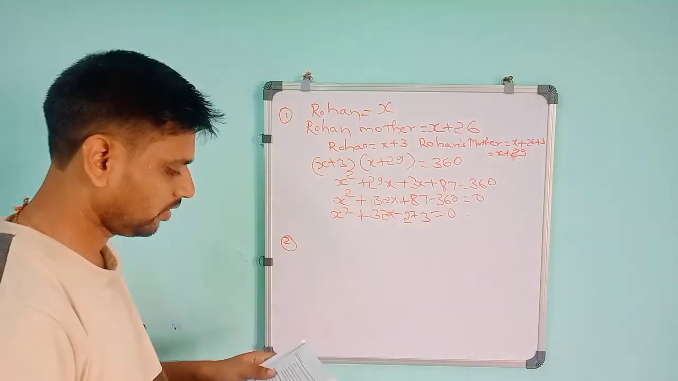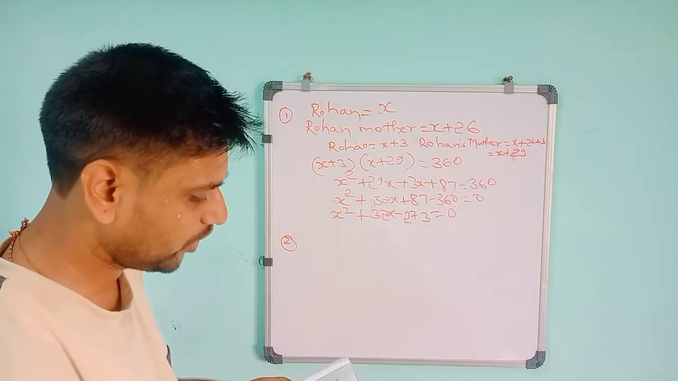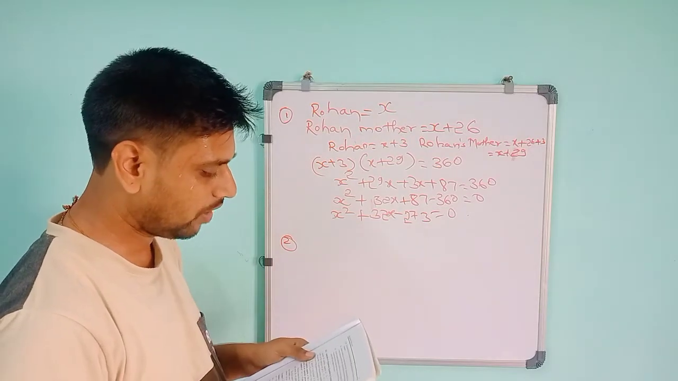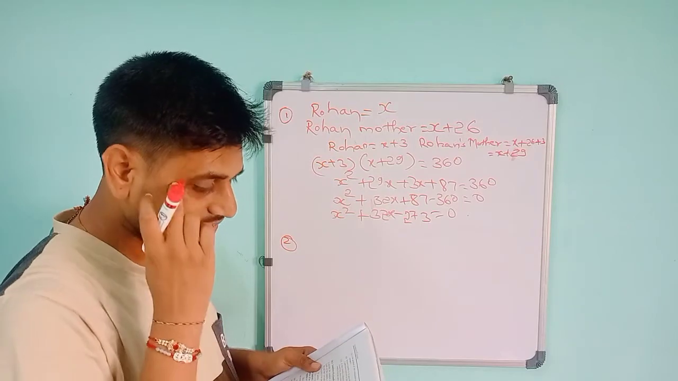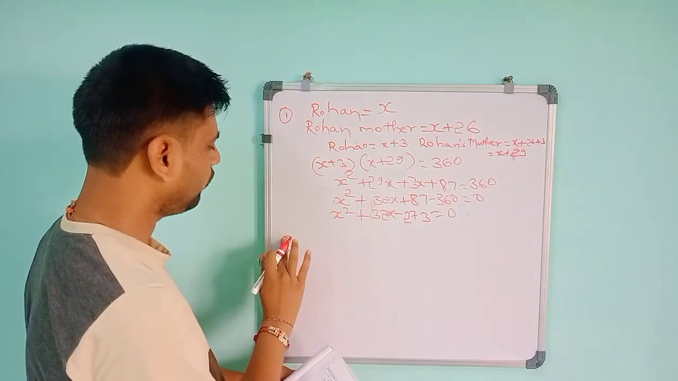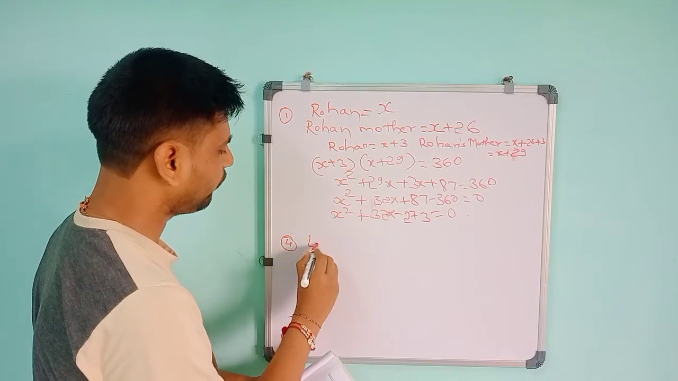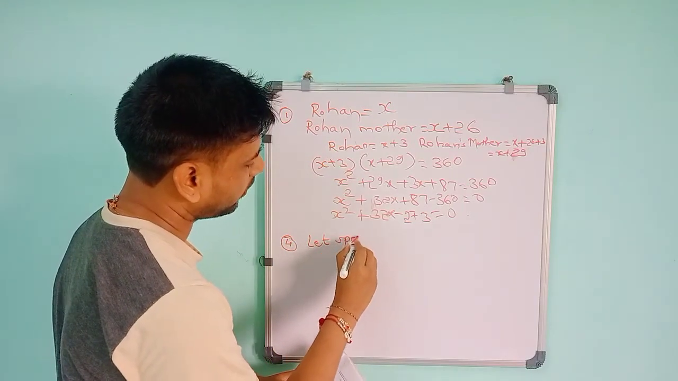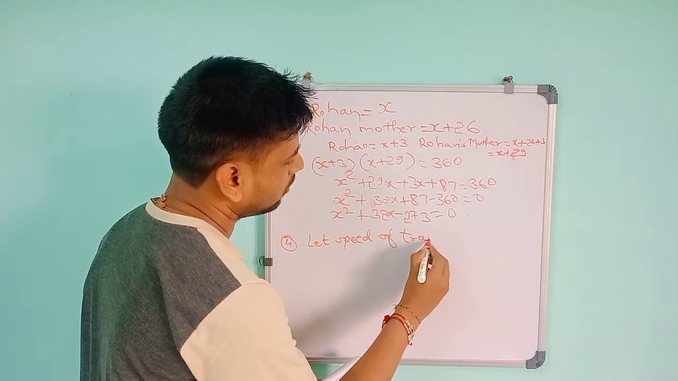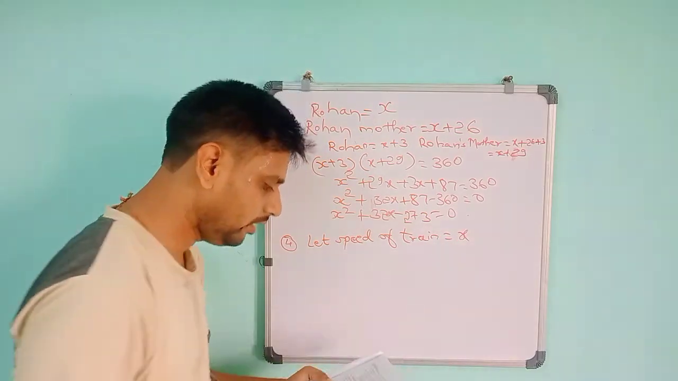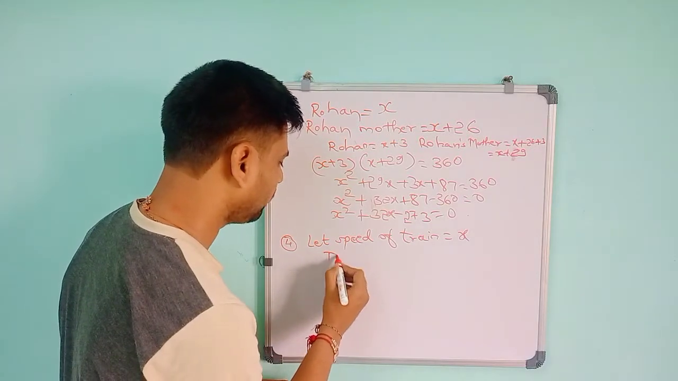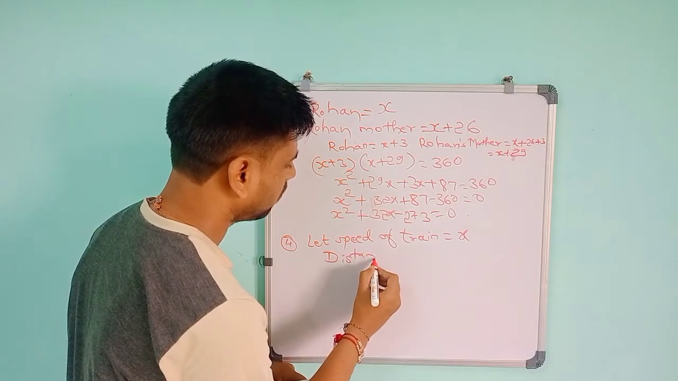The next problem: a train travels a distance of 480 km at a uniform speed. If the speed had been 8 km per hour less, then it would have taken 3 hours more to cover the same distance. We need to find the speed of the train. Let the speed of the train be x. Then what is given? Distance is 480 km.